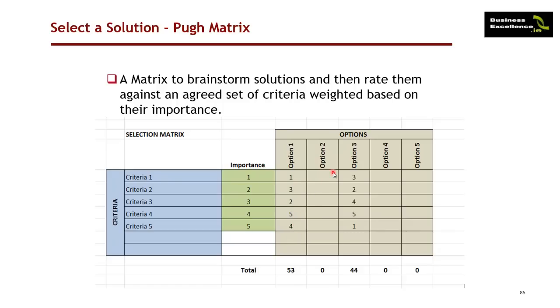What we do then is we calculate that for each one of the options, and then what we do is we select the highest number. That should give us the best solution based on the criteria and the importance of each one of those criteria.